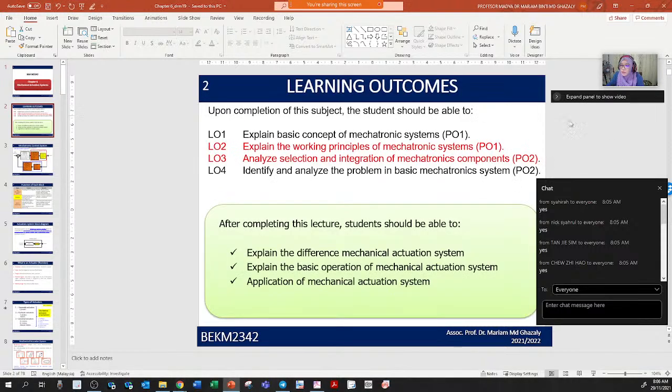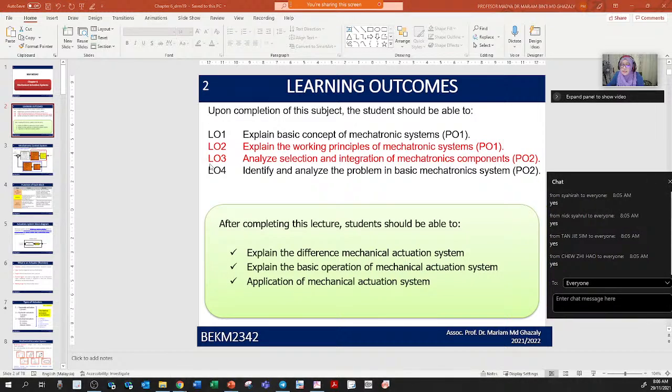The learning outcomes for this topic, chapter 6 on mechanical actuator or mechanism, are mapped to LO2, which is to explain the working principle of mechanical systems, and LO3, analyze selection and integration of mechanical components. This topic is important because for any actuation system you use, the main ones are normally the hydraulic actuation system, the pneumatic actuation system, and lastly the electrical actuation system.